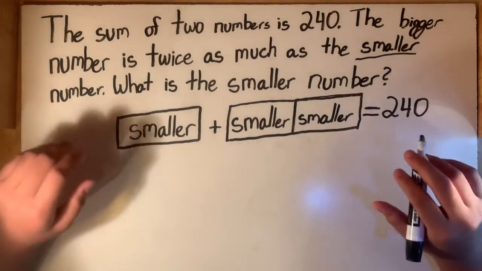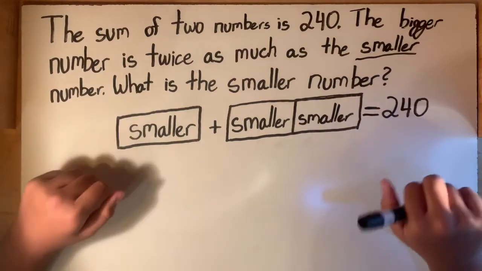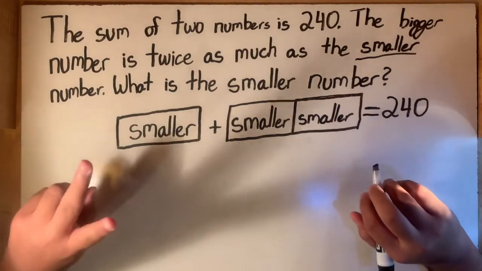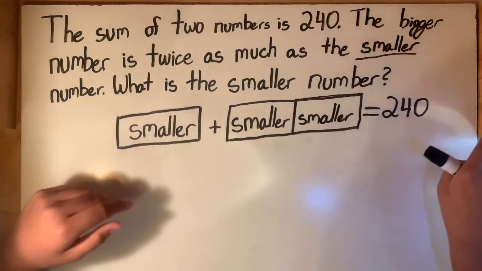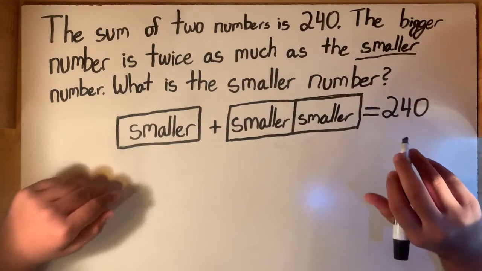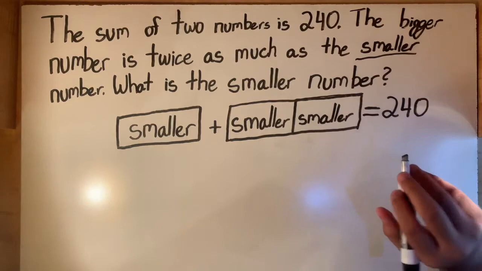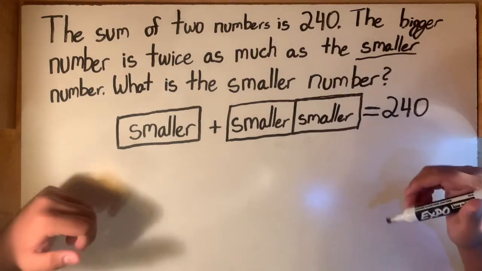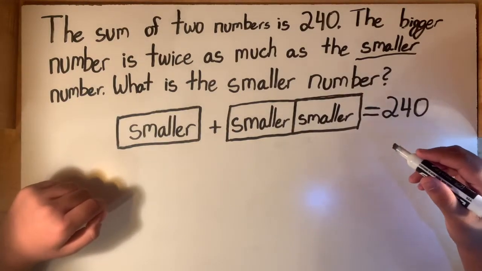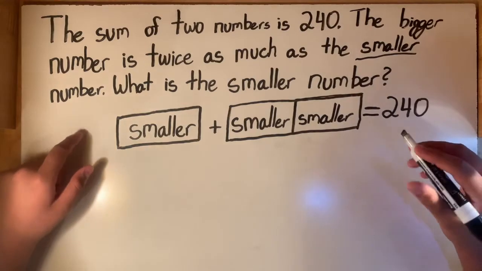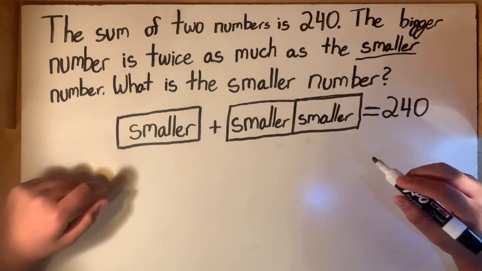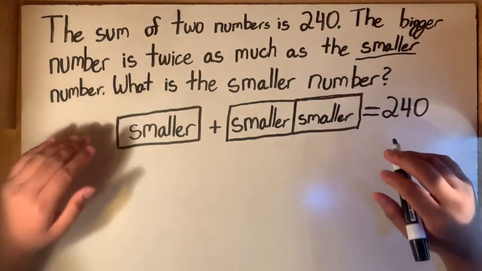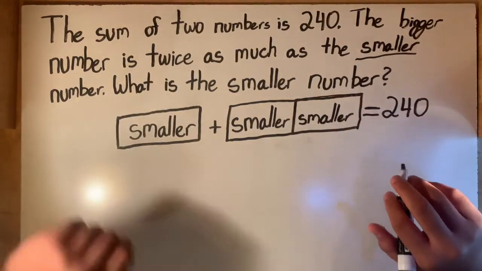So first, I'm just going to break down what the question is asking. We have two numbers, and when we add those two numbers together, we get 240. However, the bigger number is twice as much as the smaller number. So what is the smaller number?